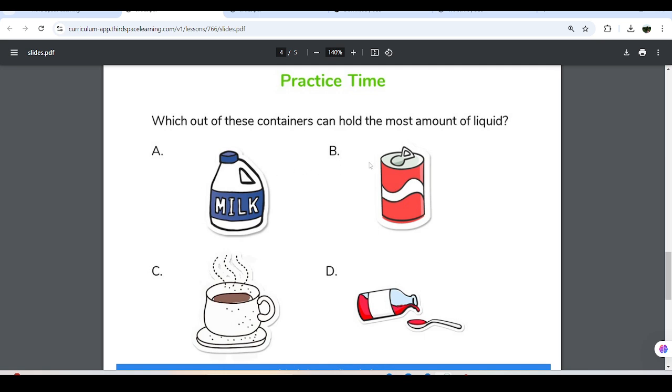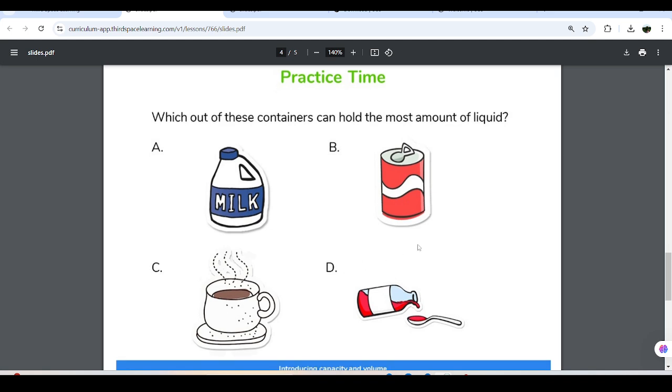Now there are some containers given. Which of these containers can hold the most amount of liquid? There are four options. Which one can hold the most? I think the milk. Yes, milk. And which one has the least? The tablespoon. Exactly, the least.